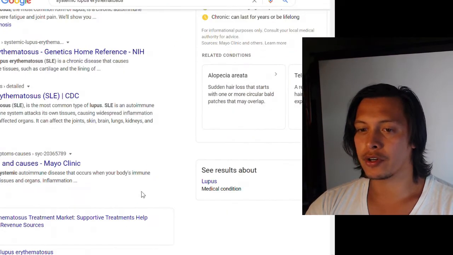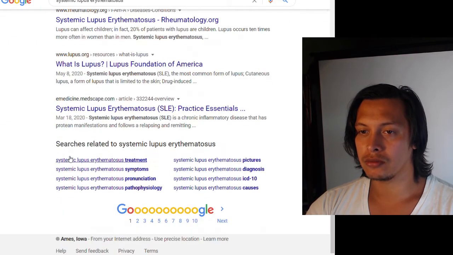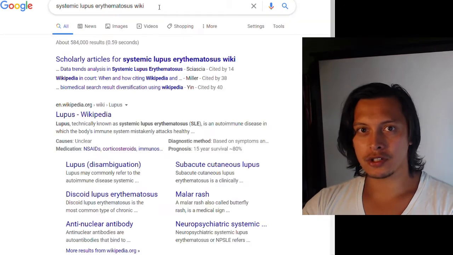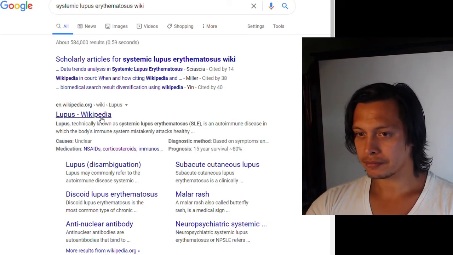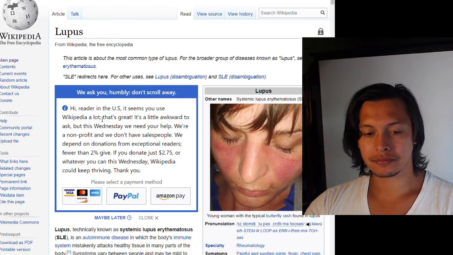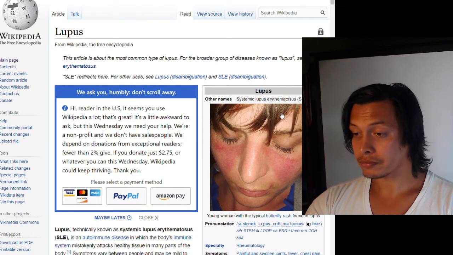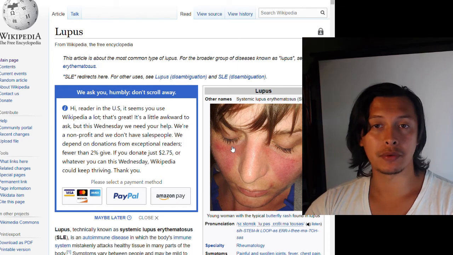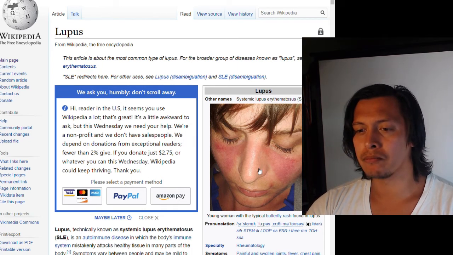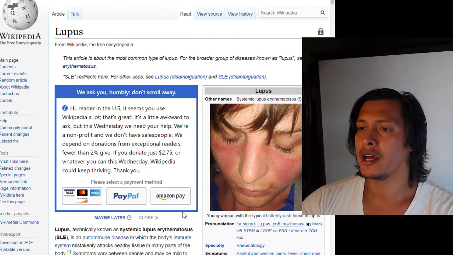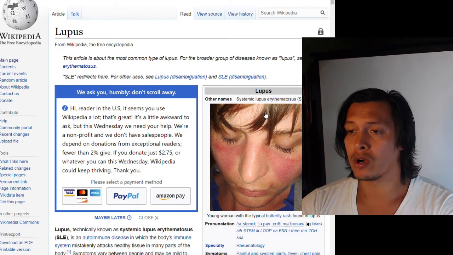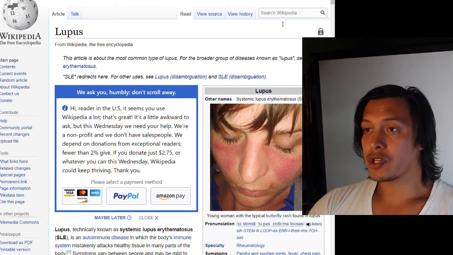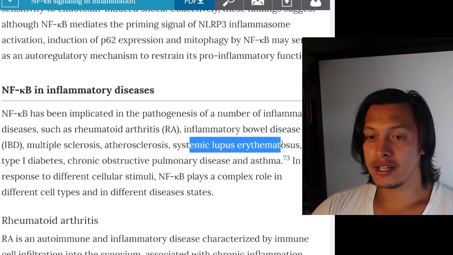So let's see if there is a Wikipedia article. Wikipedia should just always be the first thing. So when someone has lupus, you can see here that they very frequently get rashes, and I really should look up more about what lupus does, but just know that this is one of the symptoms of it. So you can get this.